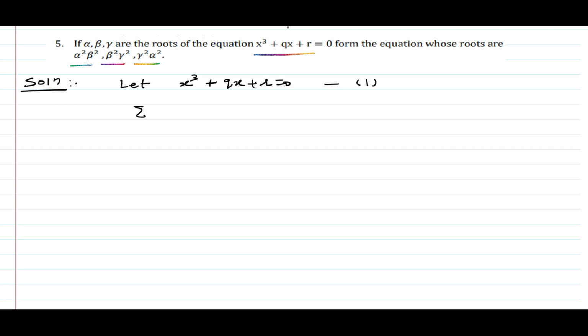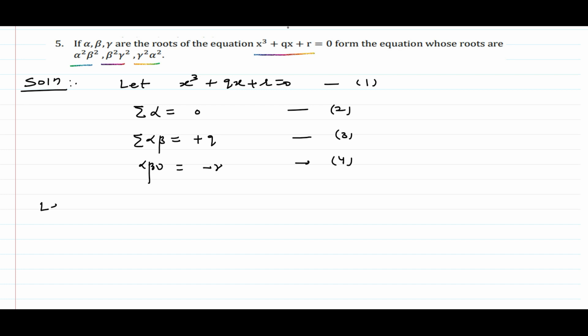So now we can find here summation of alpha, that is 0, and second, summation of alpha beta, that is positive q, and that is alpha beta gamma, that is negative r. This is equation number 2, that is equation number 3, and that is equation number 4.